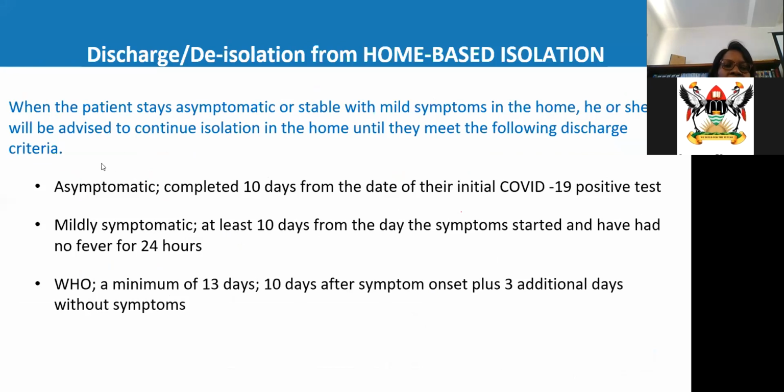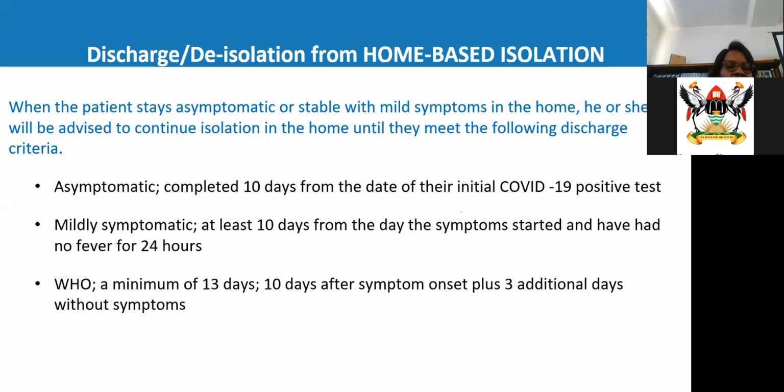So, one, if they are asymptomatic and they have completed 10 days from the date of their initial COVID-19 positive test, they can be discharged from the home-based care setting. They can be allowed to continue with their normal activities. So please note that we are not advocating for repeat SARS-CoV-2 PCR tests, and patients can be allowed to continue their activities after the 10 days from the date of their initial positive test, if they were asymptomatic.